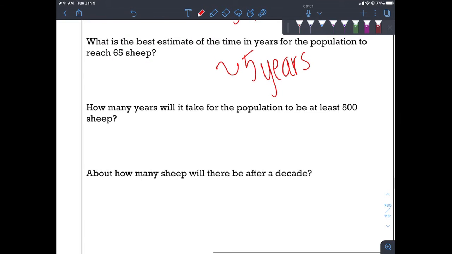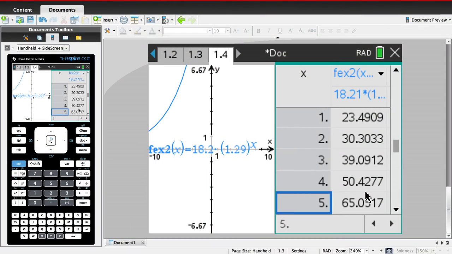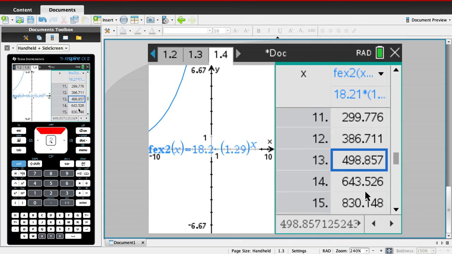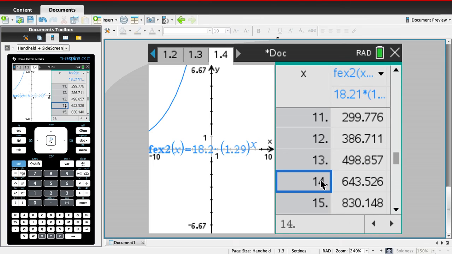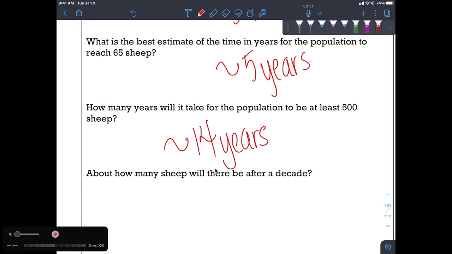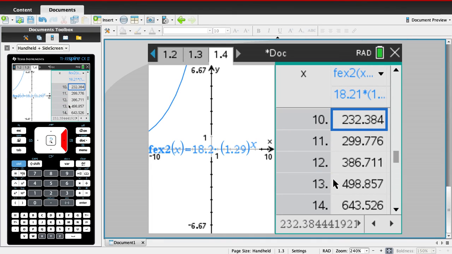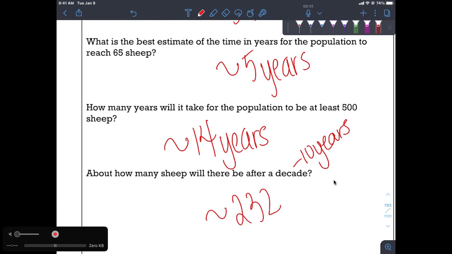How many years will it take for the population to be at least 500 sheep? So we're looking for any number over 500. So it looks like in order to cross over into that 500 category, we're going to have to get to the 14th year. So approximately 14 years. How about how many sheep will there be after a decade? A decade means 10 years. So let's go back and look. There'll be approximately 232 sheep.